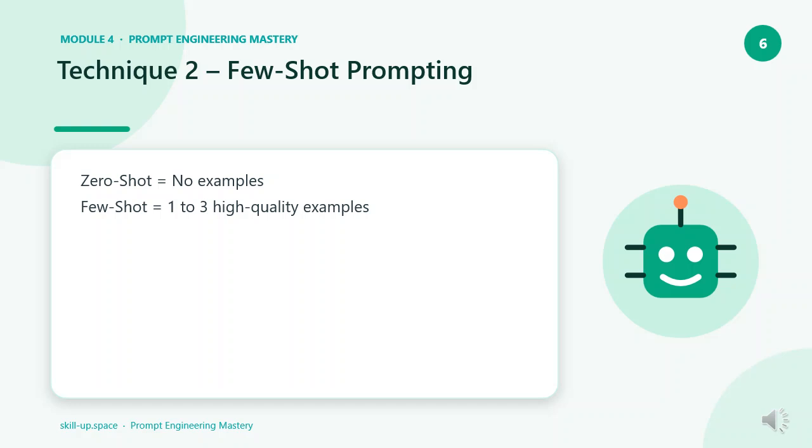The second powerful technique is few-shot prompting. Instead of describing what you want, you show the AI 1 to 3 examples of high-quality outputs. This is often more effective than long descriptions. The AI learns the pattern, tone, structure, and quality level directly from your examples. This technique works extremely well for content creation, email writing, report structuring, and many other professional tasks.